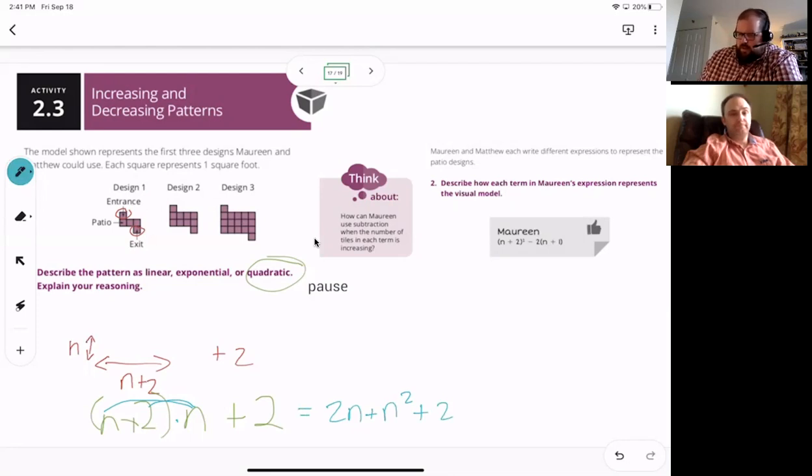I just went in the order that I went first. Oh, I see what you did. Yeah, I get it. But yes, that would be beautiful. I also could have put that n on the other side of the n plus 2, because again, in multiplication, we can use the commutative property.